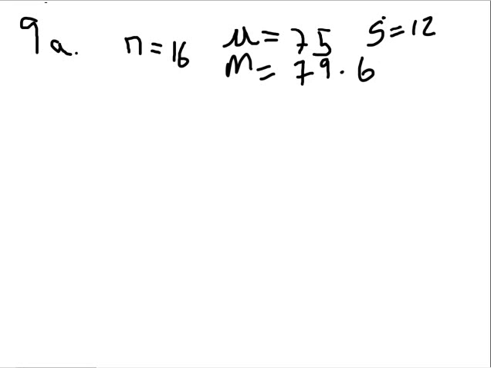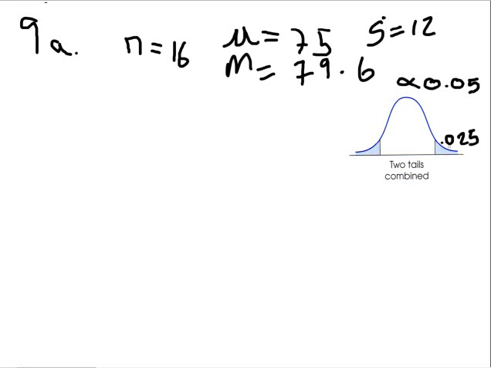Now, this is supposed to be a two-tailed test, and so the alpha for this test is 0.05, which means that this is going to be split between these two tails. This is 0.025, and over here is 0.025 in that tail.